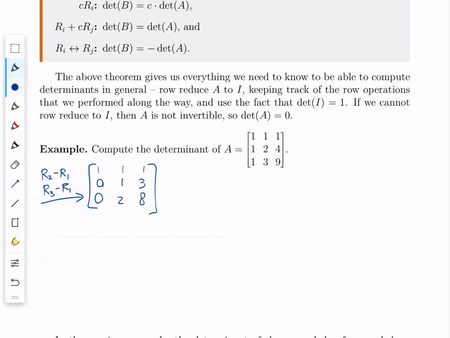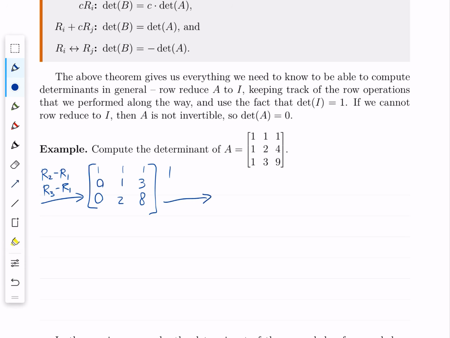All right. Next up, I want to get rid of this 2 in the bottom middle. So I'm just going to do row 3 minus 2 row 2. And because I want to go all the way to reduced row echelon form, I'm also going to get rid of this 1 above the next leading entry. Remember, the leading entry is this one in the middle here. Because I'm going all the way to reduced row echelon form, I want to get zeros above and below it.